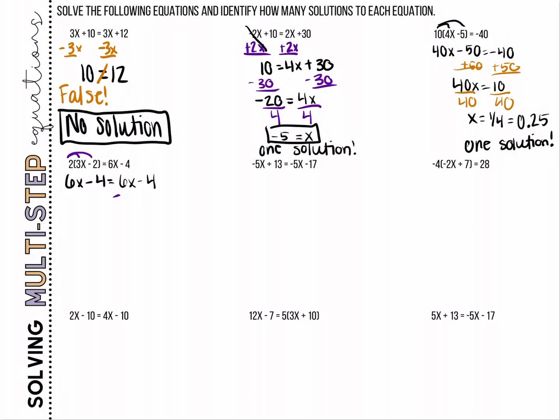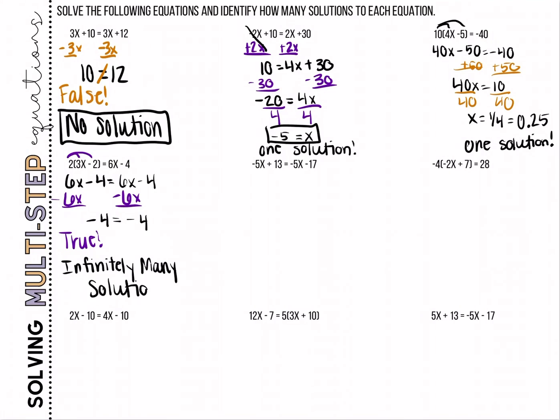But if you didn't, you can always subtract 6x on both sides. And what I'm left with is negative 4 equals negative 4. That is a true statement. So that means that there is infinitely many solutions. So that would be your answer, infinitely many solutions, because it is a true statement.